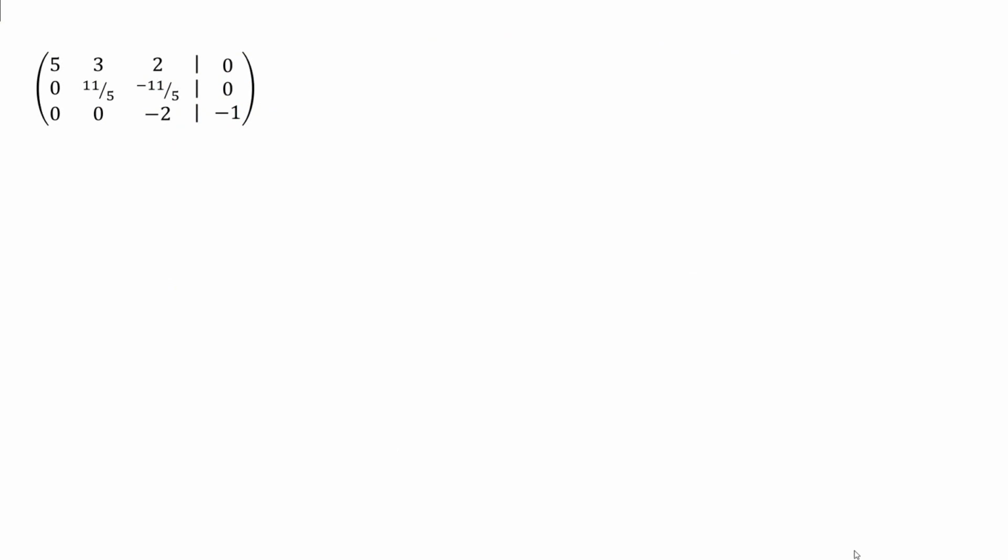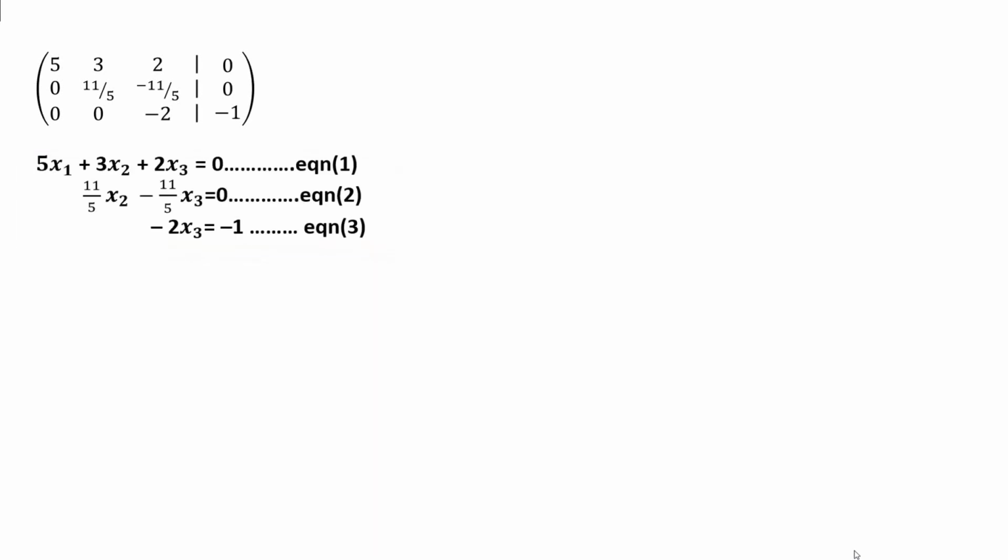We can now write our system in the form of an upper triangular system. This is our matrix in the form of an upper triangular system. Let's do back substitution, that is starting from equation 3. We can divide both sides by negative 2 to get S3. And by dividing both sides by negative 3, S3 will give us 1 over 2.